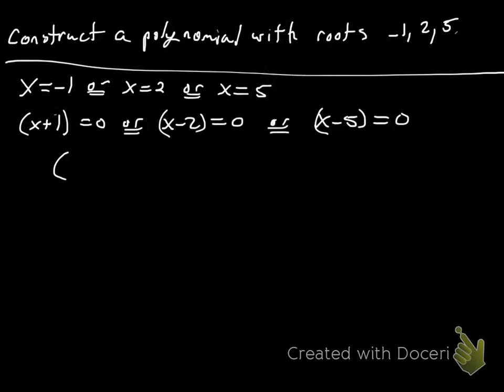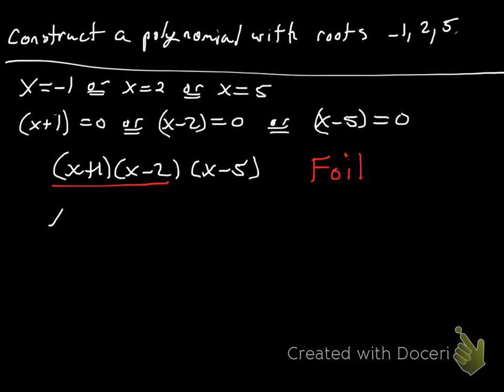Okay? And then we're going to go backwards from the zero product property. Each one of these is equal to 0. And I'm going to multiply these three factors together. I have x plus 1, x minus 2, x minus 5. And then we're just going to work all the way down, and we're going to get what the original polynomial looked like. We're going to FOIL x plus 1 times x minus 2, and it says FOIL, or it's underlined. So we'll go ahead and FOIL that.